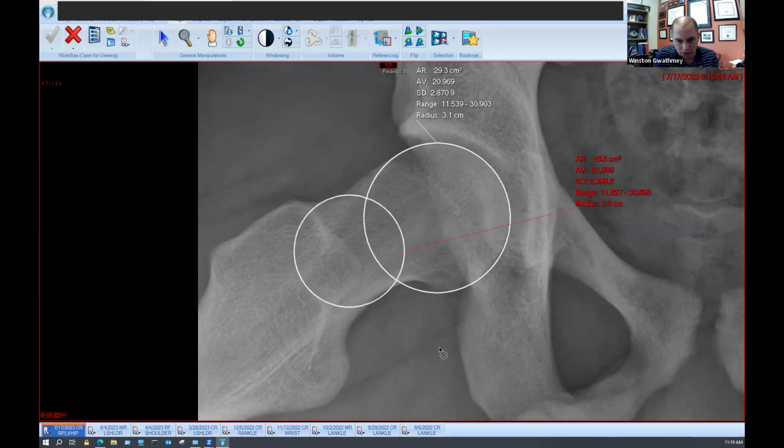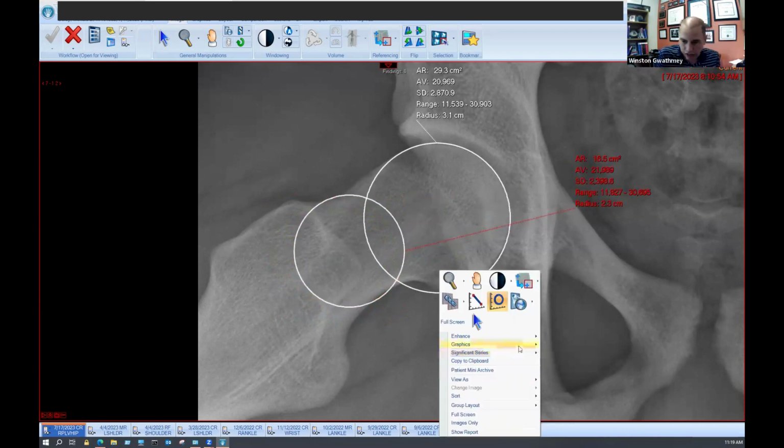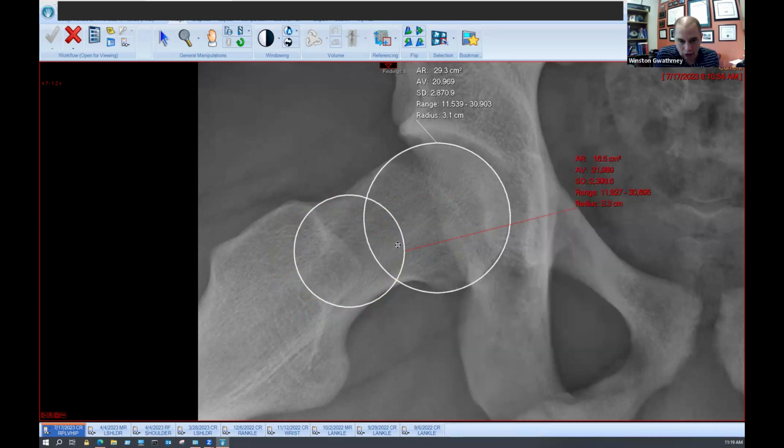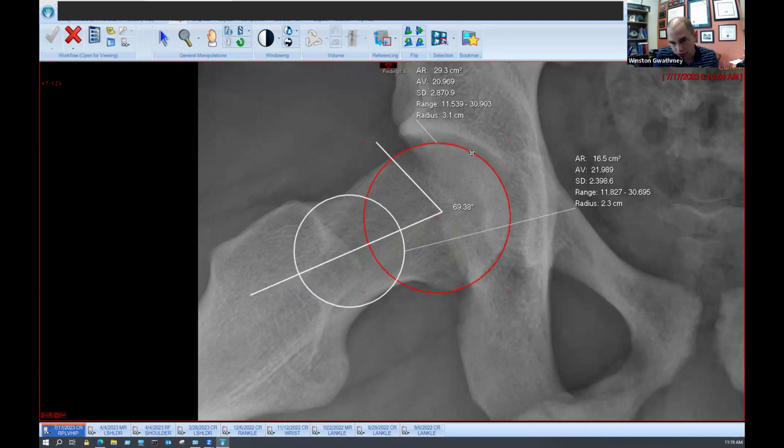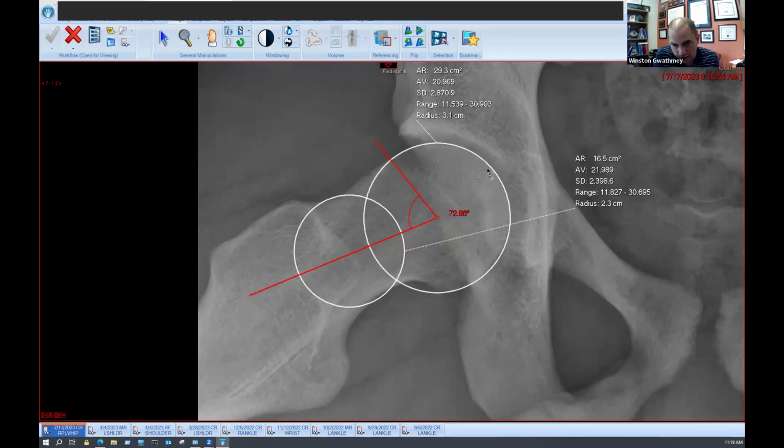Okay, again, let's get rid of this. What we'll do now is we'll take this angle device again, and we're going to draw this up through the middle of the head and out to where the ball loses sphericity. Okay, so you can't just do this haphazardly. You got to make sure you center it perfectly. So what we'll do again is click on this circle one more time. It will show us where the center of the femoral head is. We're going to take this and put it right on the center of the femoral head.